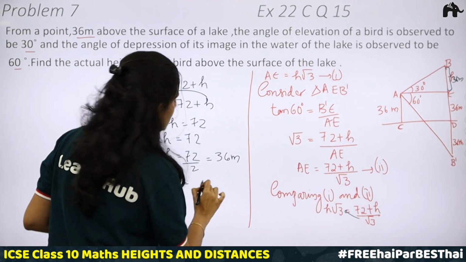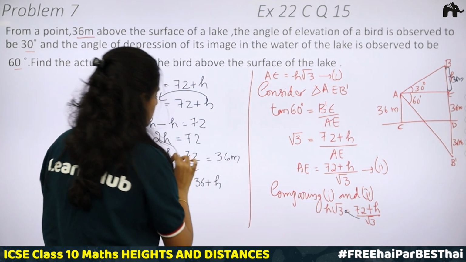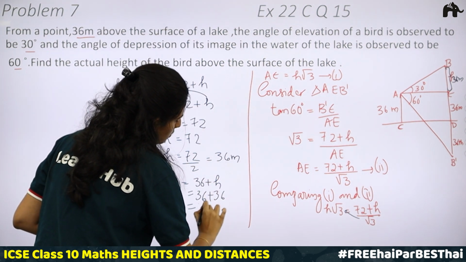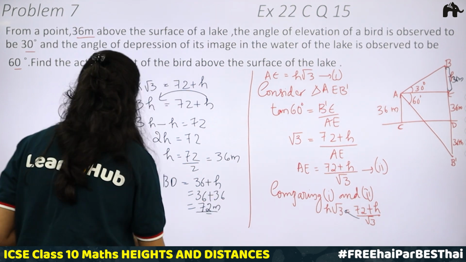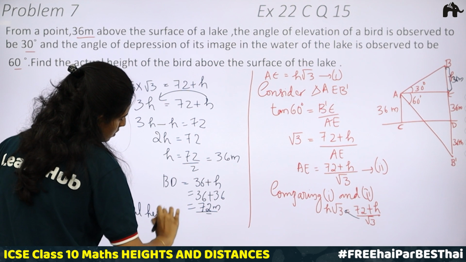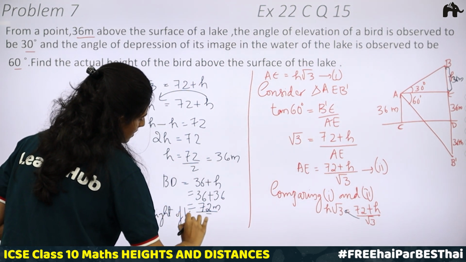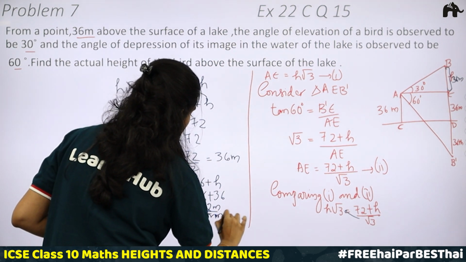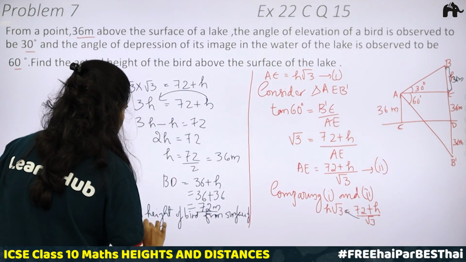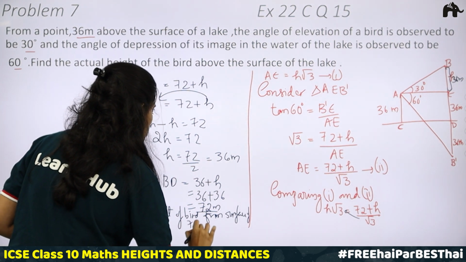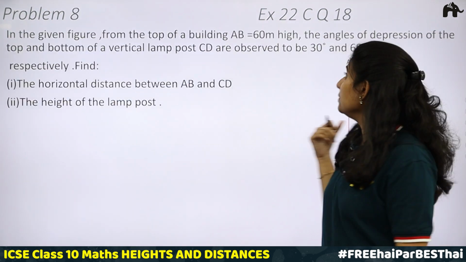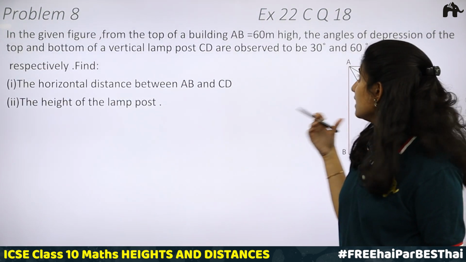BD is 36 plus H. H we have determined, that is 36. 36 plus 36 equal to 72 meters. Therefore, actual height of bird from surface of lake is 72 meters. Okay, 72 meters. Clear? Problem number 8, question 18 of exercise 22C.